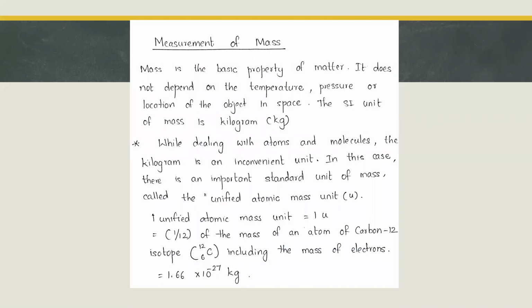What is mass? Mass is the basic property of matter. It does not depend on the temperature, pressure, or location of the object in space. The SI unit of mass is kilogram. Mass will not change if temperature changes. Mass does not change if pressure changes, and it does not change if the location of the object changes. That means if you go from one place to the other place, mass will not change.